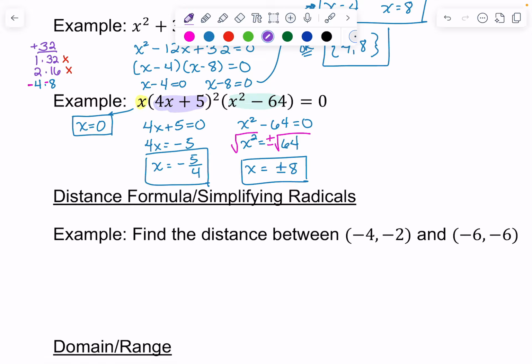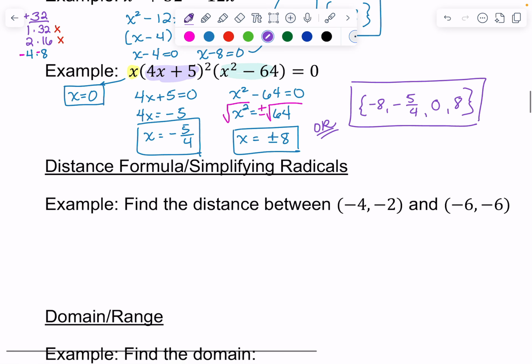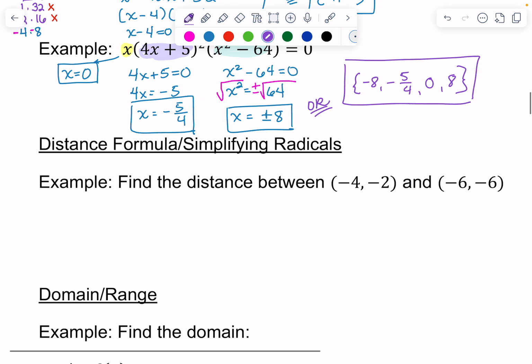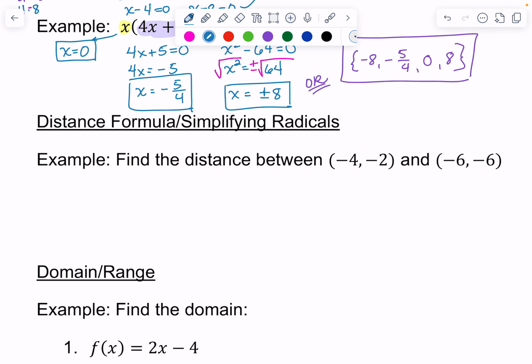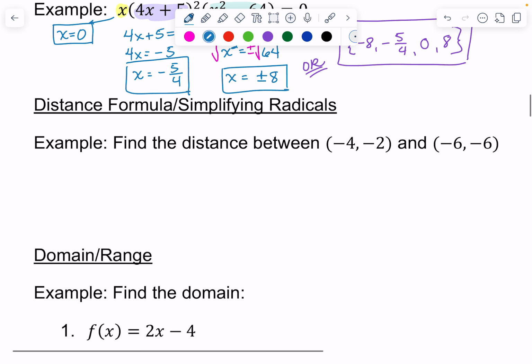So that's one set of options for my solutions. Again, if you wanted to do interval notation, I tend to like to write them in ascending order from smallest to greatest. So negative 8 and negative 5 over 4, 0, and 8. Those would be my solutions in set notation, sorry. I really want interval notation, apparently. All good? So keep an eye on the instructions and what they want it written as, so that it doesn't mark you wrong. All right, the next one, distance formula and simplifying radicals.